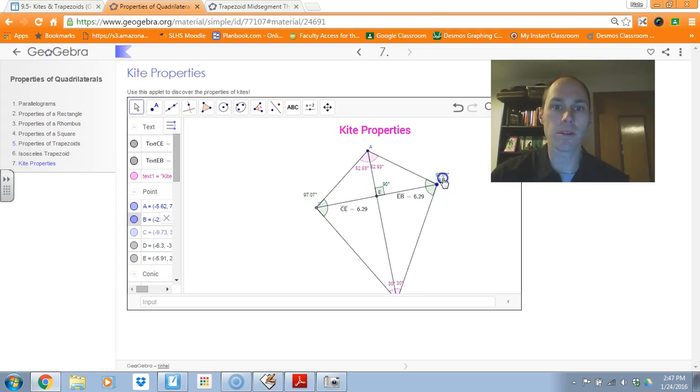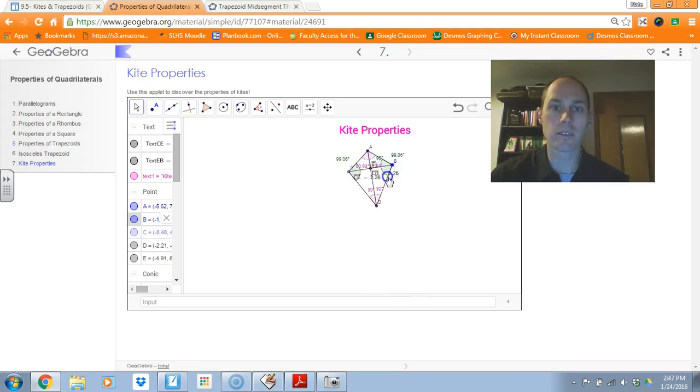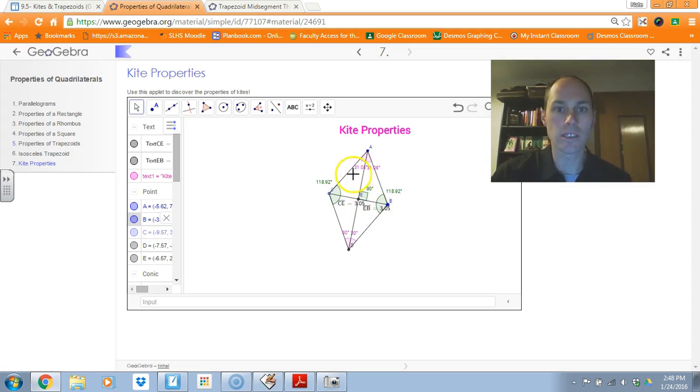And so those are a couple of properties of the kite. We can shrink it down, make it look like a diamond a little bit, but it maintains that 90-degree diagonal, bisected, opposite angles. These opposite angles are congruent, and these are bisected.